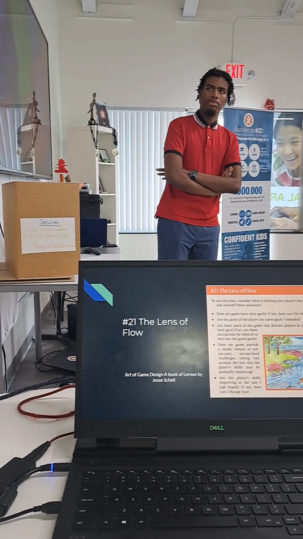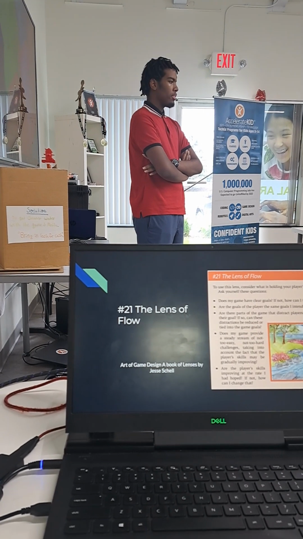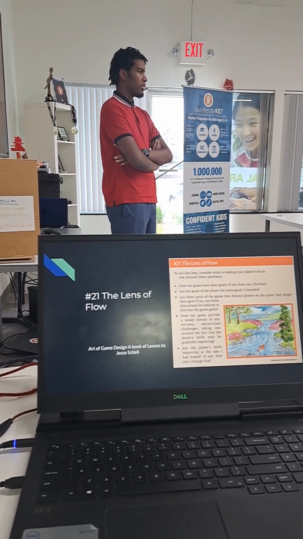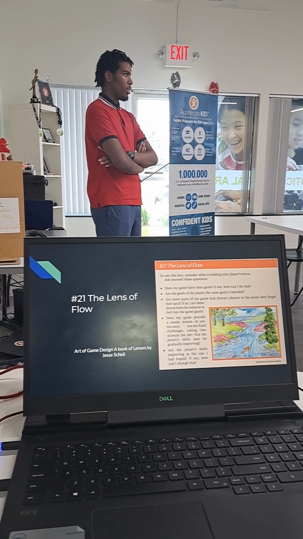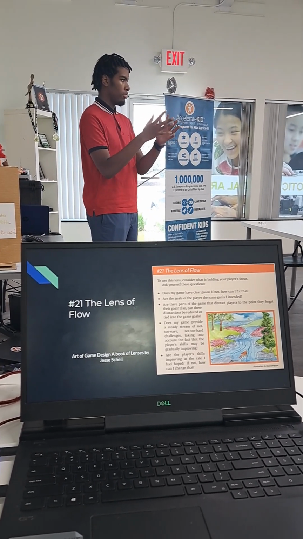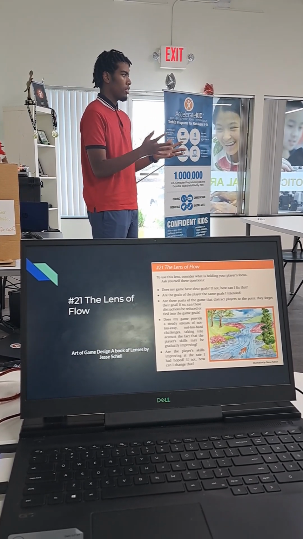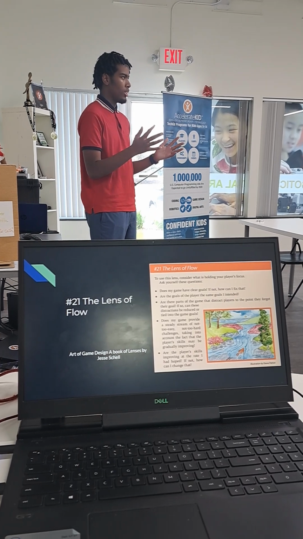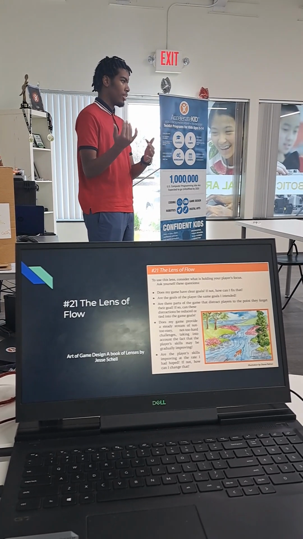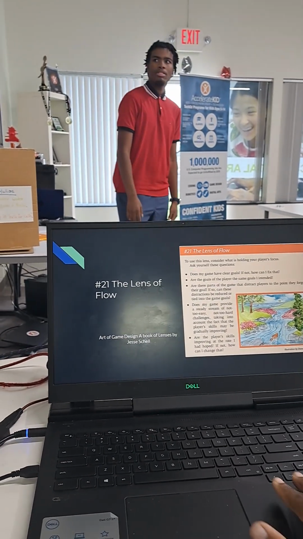The lens of flow. Basically, the lens of flow is, how is the video game progressing? What goal is the player trying to reach? Are you trying to get to point A, to point B, to point C? What's the clear objective? If there's no clear objective, then there's no flow, and if there's no flow, then the player really won't be interested in said game, because there needs to be a sense of flow.